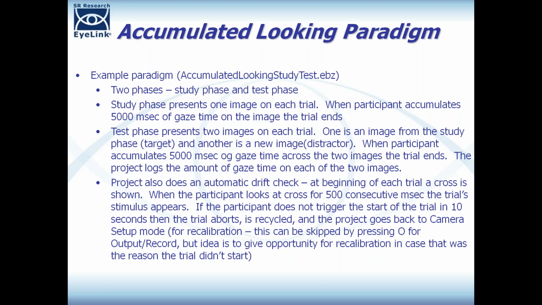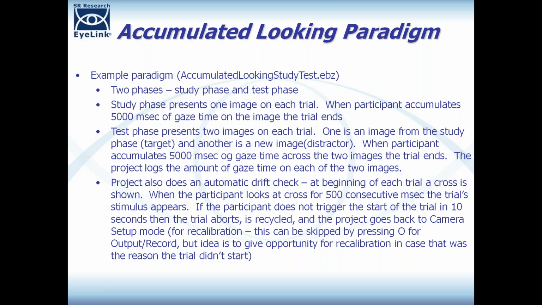If the participant doesn't look at the cross for 500 consecutive milliseconds in the first 10 seconds of the trial, then the trial will abort. It will be put back in the queue of trials to do, so it'll be recycled, and then the project will go back into what we call the camera setup mode so that the eye tracker can be recalibrated.